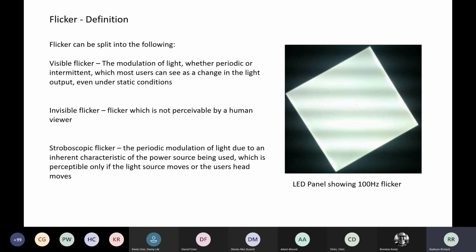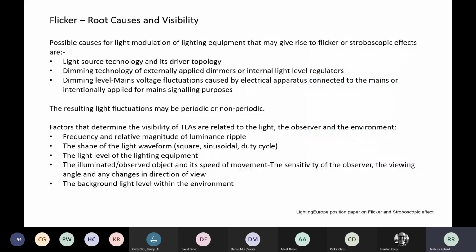So if that's got some ripple current there or some flicker on, as most drivers do. Here we can see the picture there. This is a LED panel showing 100 Hertz flicker. And the various root causes and visibility of that.